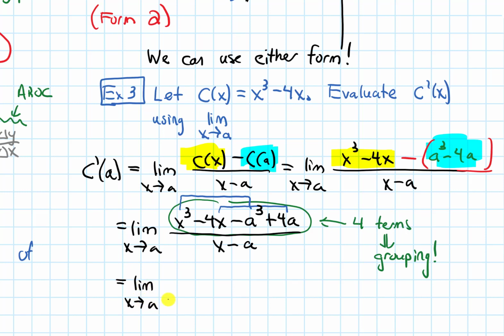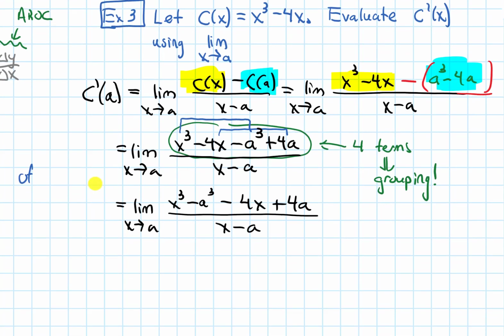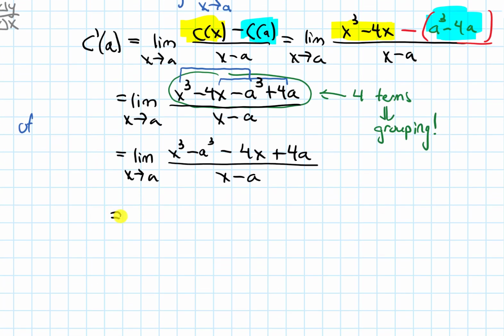The limit as x approaches a. Let's put x cubed minus a cubed together, and then I'll do the minus 4x plus 4a after that. It'll turn out if you grouped it differently, the two groups would have no common terms, and you'd get stuck, and that would just mean try a different grouping. So we get the limit as x approaches a.